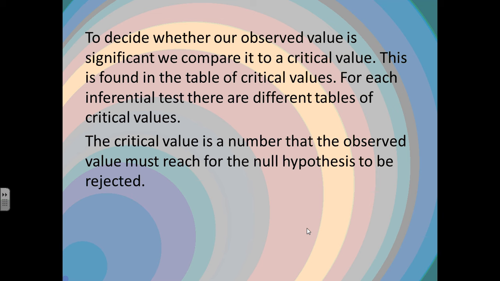Now, to decide whether our observed value is significant, we actually compare it to a critical value. The critical value is found in the table of critical values. So we have to actually figure out which critical value we are comparing to. This will always be given in your exam. And the critical value is the number that the observed value must have reached for the null hypothesis to be rejected. So the observed value, the number that our raw data came from, and we put it in the inferential statistic, that number, we need to actually compare it to the critical value, and they must either equal each other or need to be greater or actually less than.